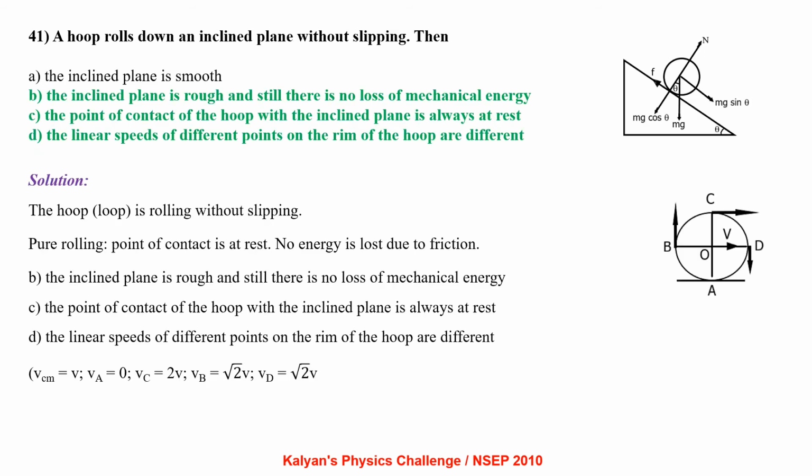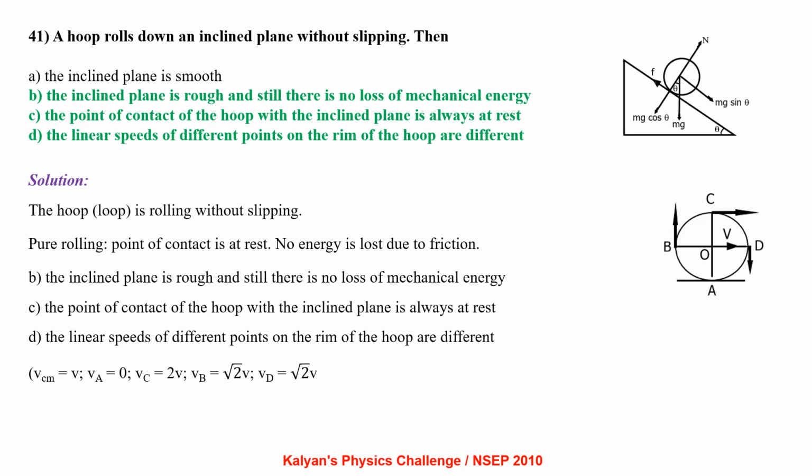A hoop rolls down an inclined plane without slipping. Then the inclined plane is rough, and still there is no loss of mechanical energy. The point of contact of the hoop with the inclined plane is always at rest. The linear speeds of different points on the rim of the hoop are different. The hoop is rolling without slipping.